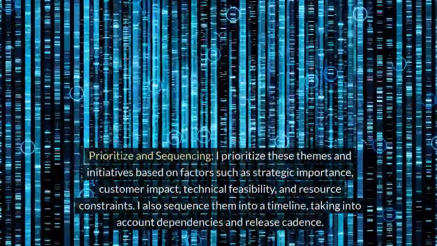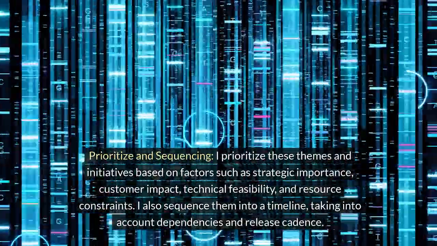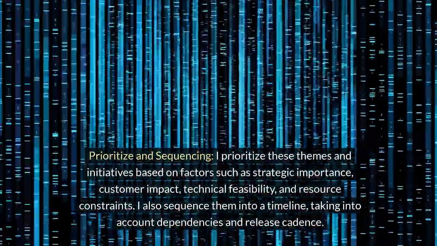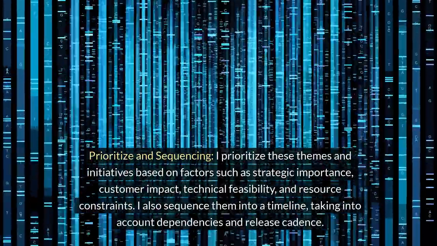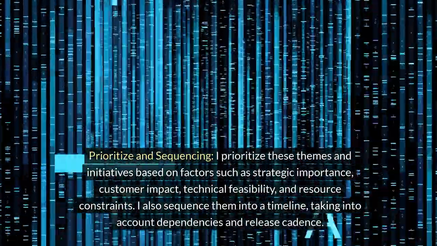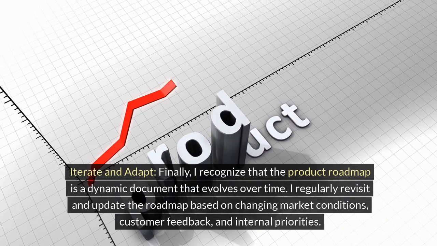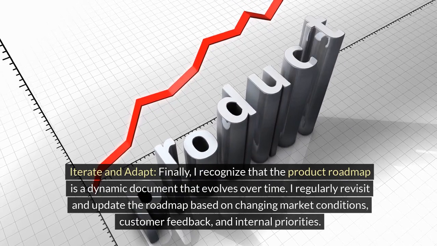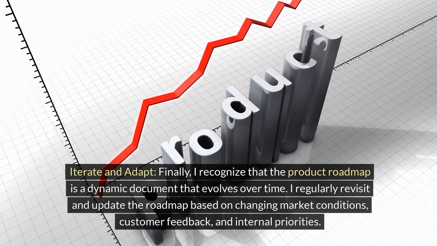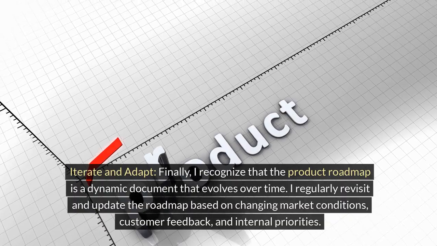Prioritize and sequence. I prioritize these themes and initiatives based on factors such as strategic importance, customer impact, technical feasibility, and resource constraints. I also sequence them into a timeline, taking into account dependencies and release cadence. Iterate and adapt. Finally, I recognize that the product roadmap is a dynamic document that evolves over time. I regularly revisit and update the roadmap based on changing market conditions, customer feedback, and internal priorities.